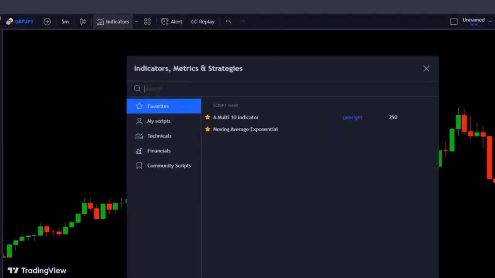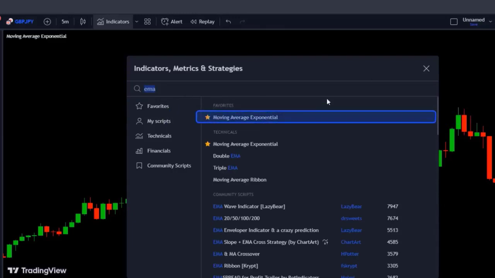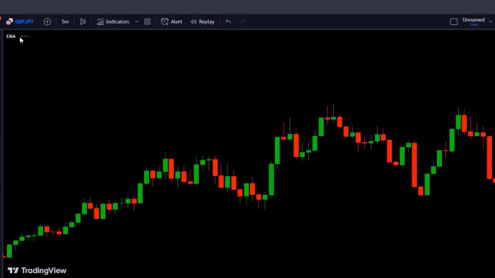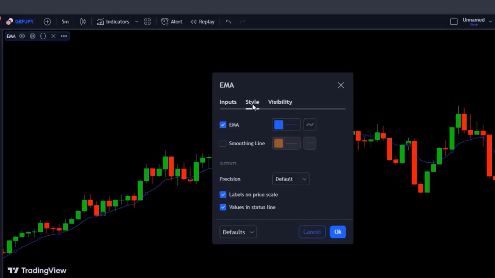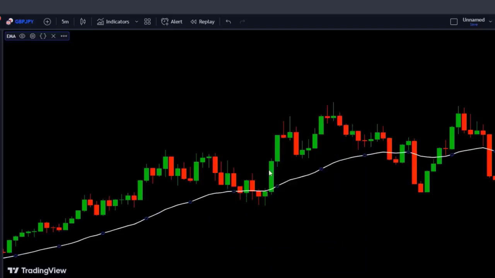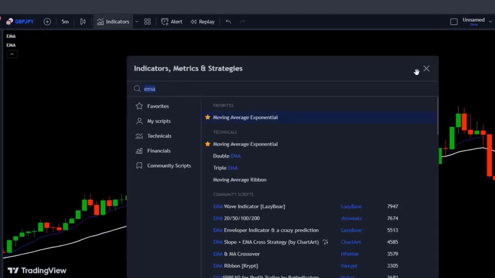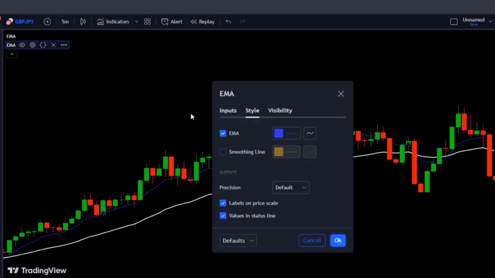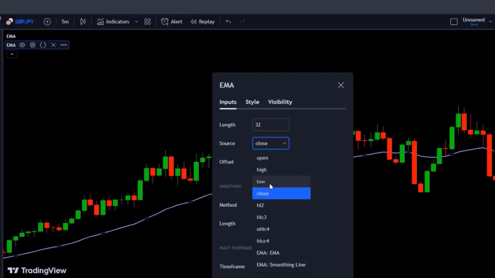Go to the indicators menu and search EMA. Apply the exponential moving average to the chart. Go to the indicator settings and change the length to 32. Customize line thickness as you like. Now add another exponential moving average to the chart. Go to the second moving average settings and change the length to 32 and change the source to low.